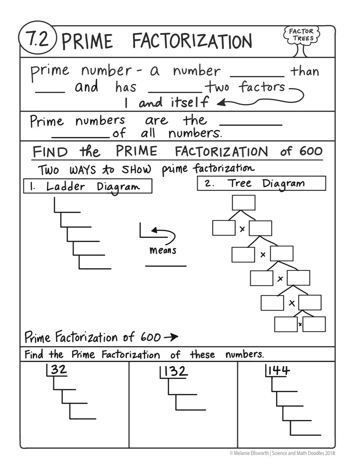Now we're going to learn how to do prime factorization. Just to remind you, a prime number is a number greater than 1 that has exactly 2 factors, 1 and itself. Prime numbers are the building blocks of all numbers, and we're going to see how in just a minute.